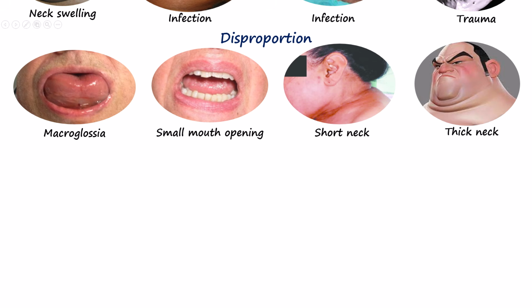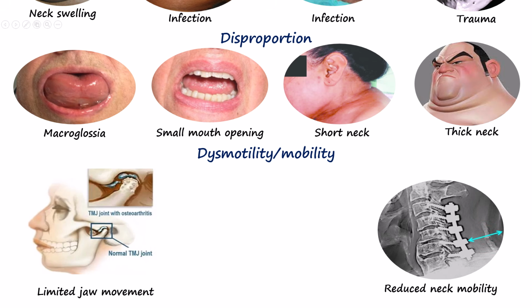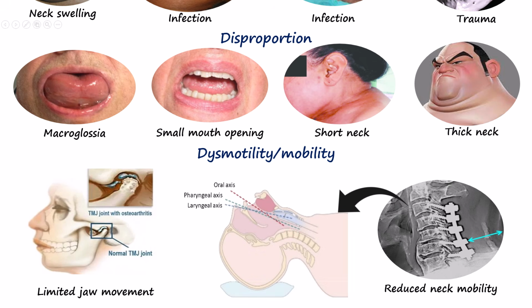The fourth D is dysmotility, which refers to restricted movement of the jaw or cervical spine that can complicate airway management. Limited jaw opening, such as trismus, temporomandibular joint disorders, or post-radiation fibrosis reduces the space for inserting and maneuvering the laryngoscope. Reduced neck mobility, seen in cervical spine injury, arthritis or ankylosing spondylitis prevents optimal head extension and alignment of the oral, pharyngeal, and laryngeal axes, making glottic visualization more difficult.